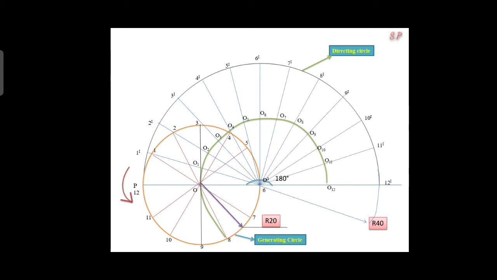After dividing the directing circle equally into 12 parts, I am going to draw a locus of each point on the generating circle. First I am going to draw the locus of the arc of 5 and 7. O dash is the center and O dash 7 or O dash 5 is the radius. We draw the locus of the arc 5, 7. Next we draw the locus of the arc 9 and 3. And O dash is the center and you draw the locus of the arc from the points 2 and 10.